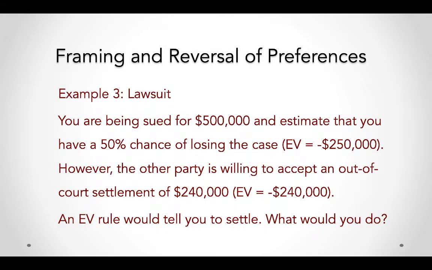Example 3. You're being sued for $500,000 and estimate that you have a 50-50 chance of losing the case. The expected value in this case is that you lose $250,000. However, the other party is willing to accept an out-of-court settlement for $240,000. The expected value is that you lose $240,000. The expected value rule would tell you to settle. What would you do? So write it down. Would you fight or would you accept the settlement?